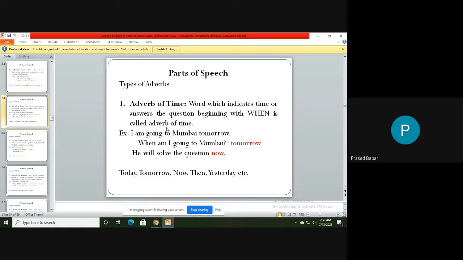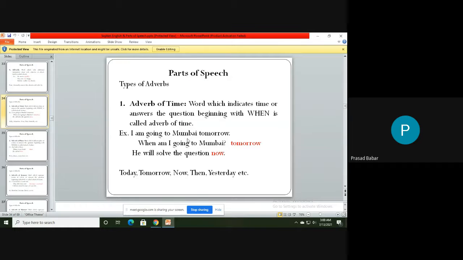So we are discussing adverb of time. If there is a word which is related to time, or the word which indicates the time or answers the question beginning with when, then it is called an adverb of time. Let's discuss an example of that.